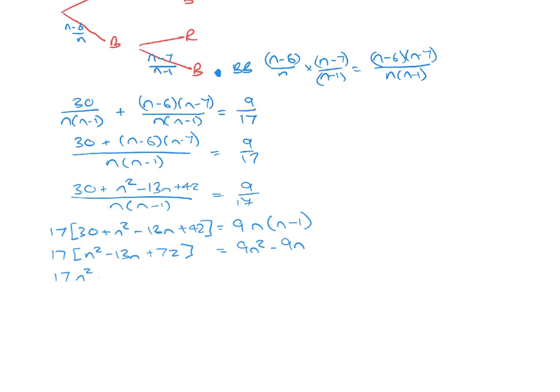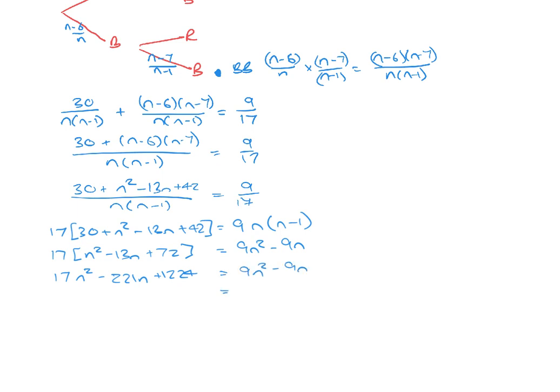17n squared minus 17 times 13, that's pretty horrible. That's going to be 221, it's a negative. 17 times 72 is even worse. That's going to be 1,224. Make sure you use your calculator to do these. 9n squared minus 9n there.